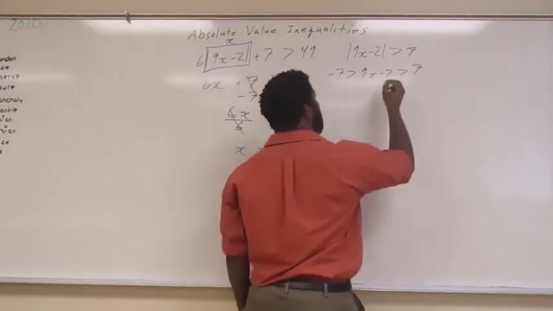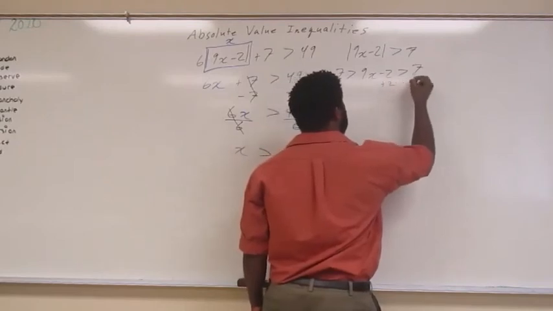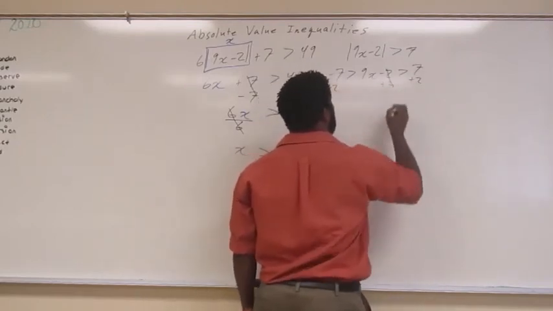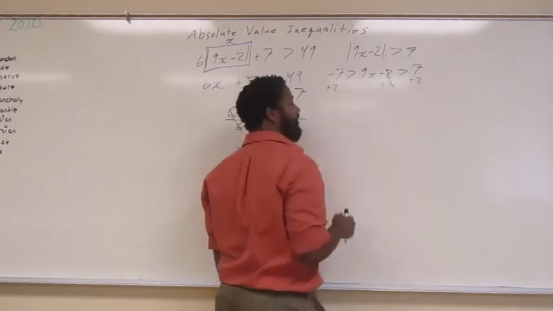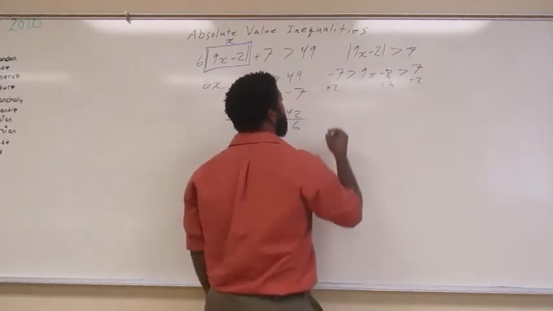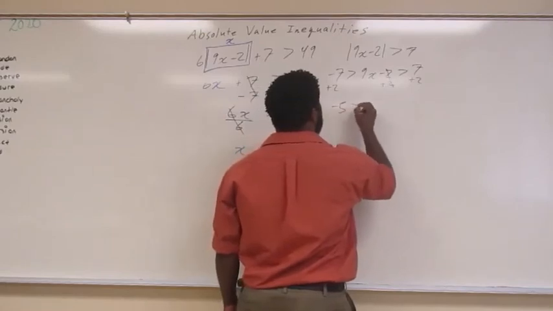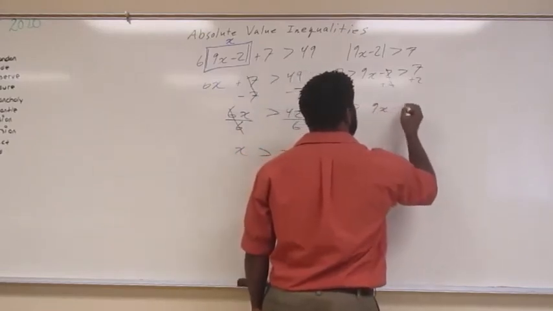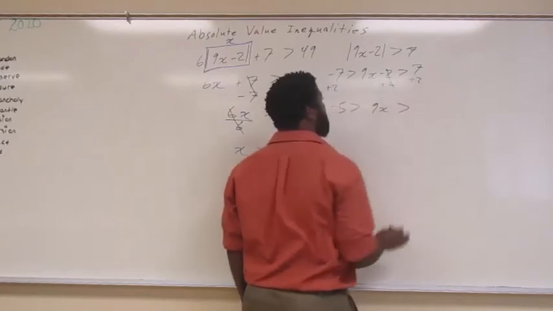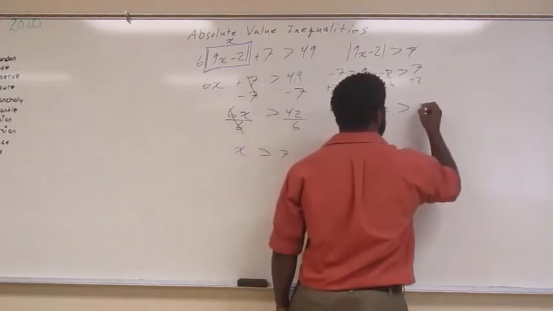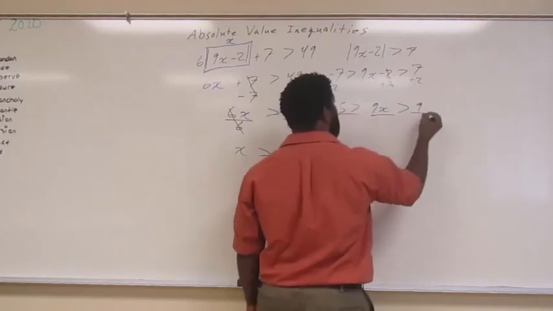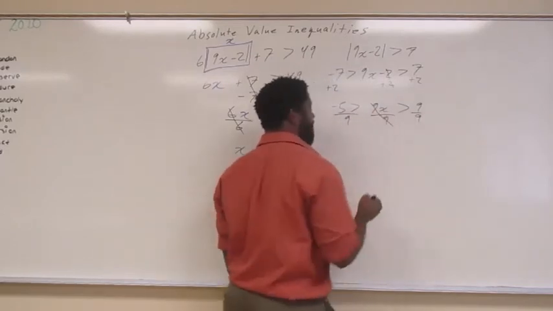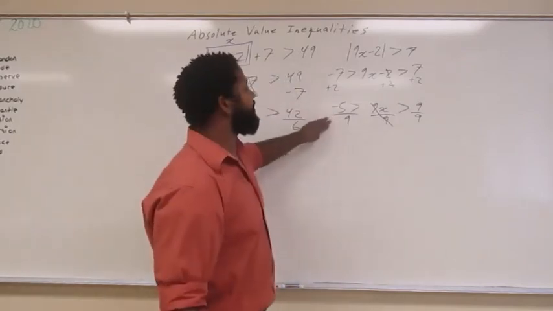Y'all already know what to do. Add that 2 to both sides. That cancels out. What's negative 7 plus 2? Negative 5 is greater than 9x, which is greater than, what is 7 plus 2? 9. Divide the 9s. Keep this as a fraction.